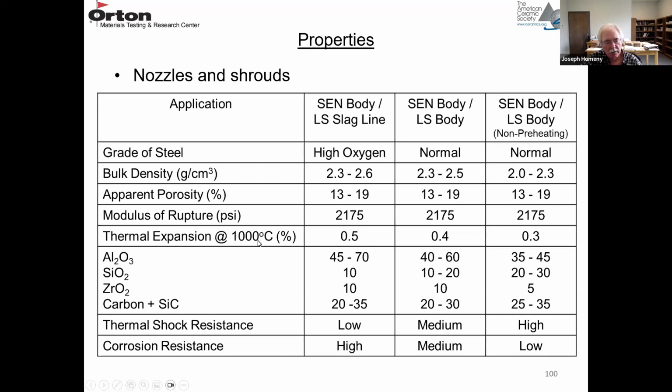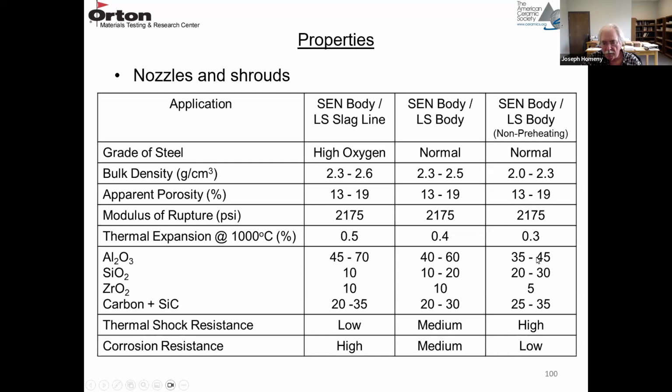And the thermal expansion here is at 1000 degrees C. It has a high silicon carbide and carbon content. Even though it's an alumina aggregate, these contents are pretty high in these materials. So the thermal expansion is quite a bit lower because of the high carbon and silicon carbide contents. Again, there's a trade-off between thermal shock and corrosion resistance.